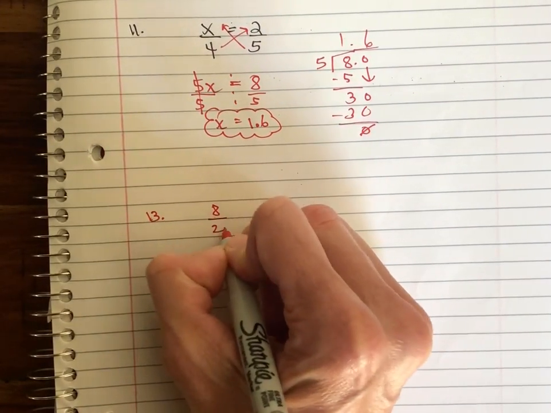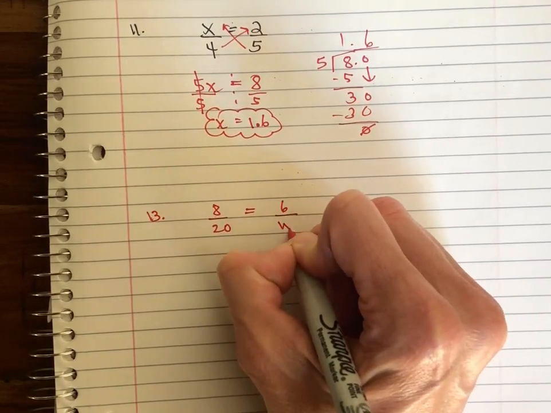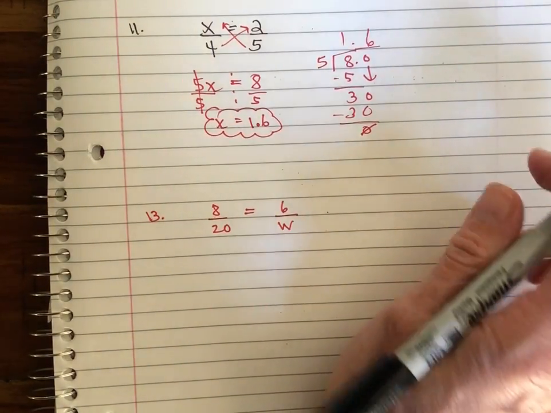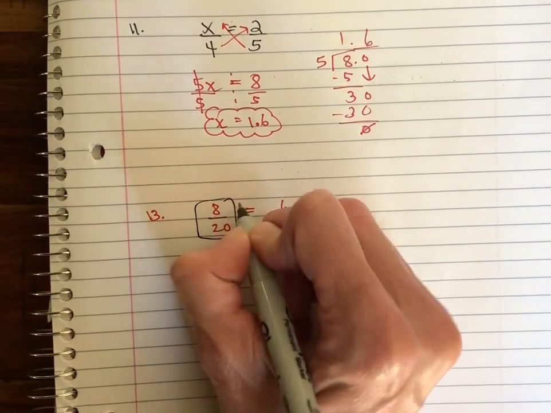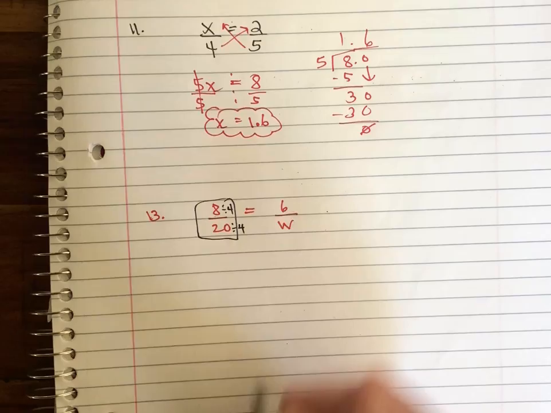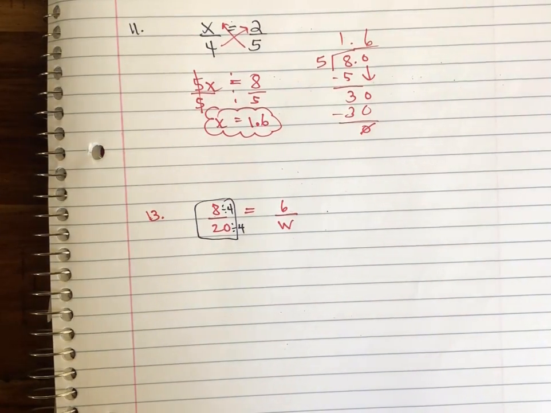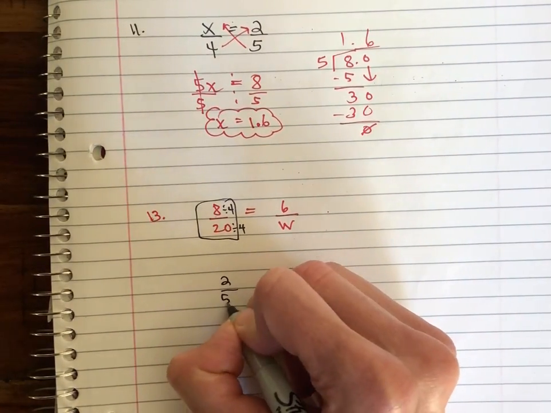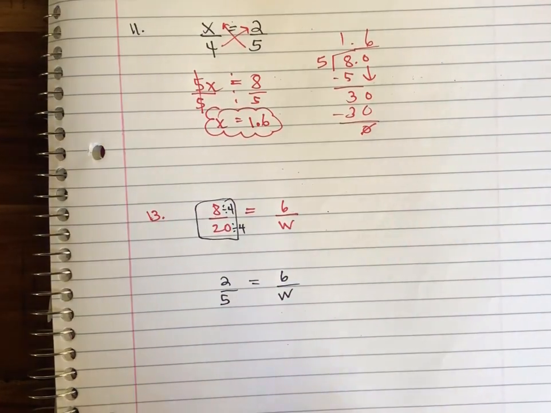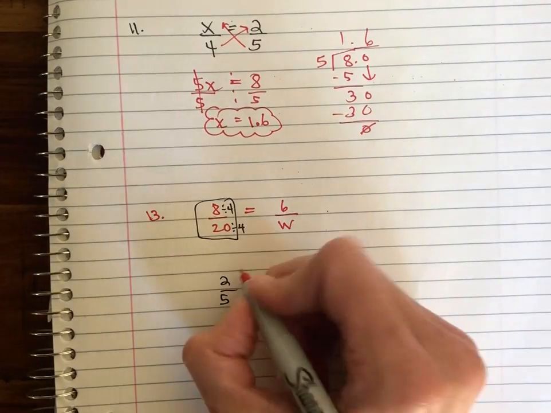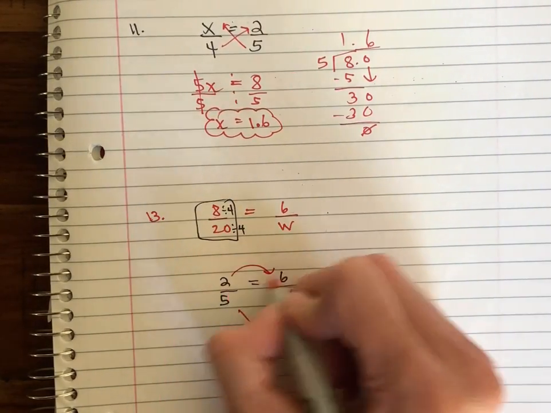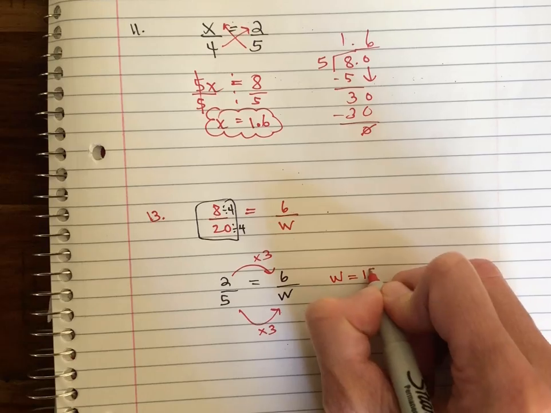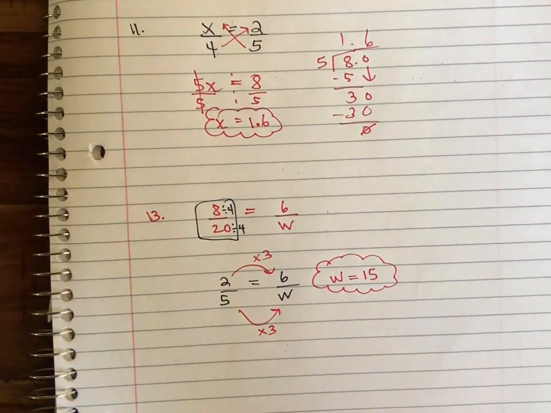8 over 20 equals 6 over w. You can jump in and just start to solve it right away. You can jump in and use cross products right away. I always prefer to reduce my ratio if possible. I just am working with smaller numbers. It's not required. You don't have to. You'll get the same answer. So 8/20 would reduce to 2/5. Drop in the second half of the proportion. Now that I reduced, I don't even have to use cross products. I can just use equivalent ratios. 2 times 3 gets me to 6. 5 times 3 is 15. So w equals 15. Okay, just one way to do it.